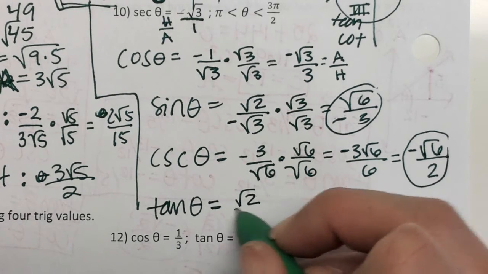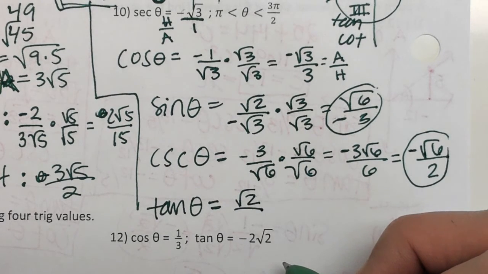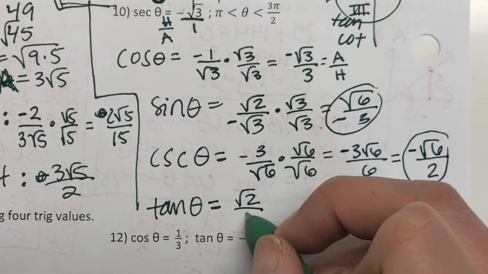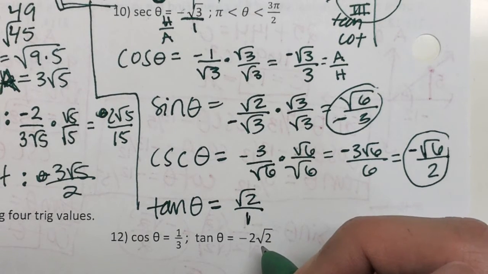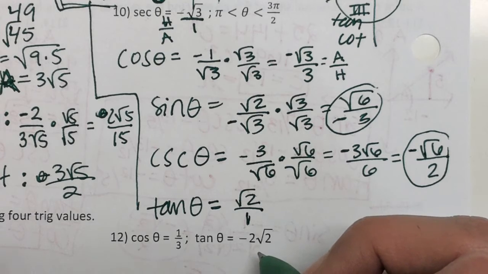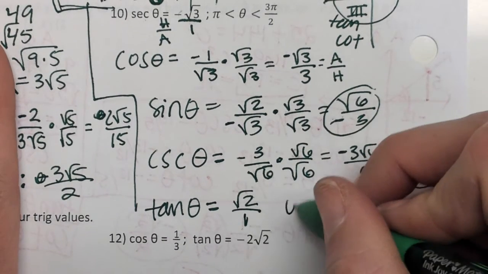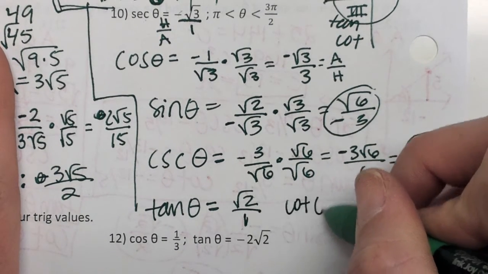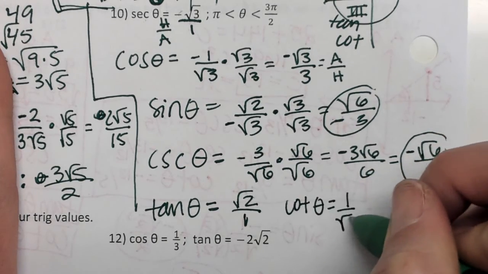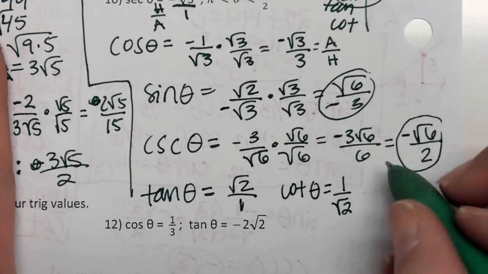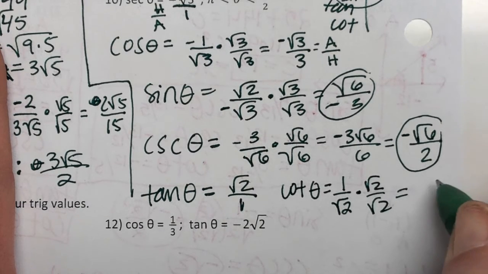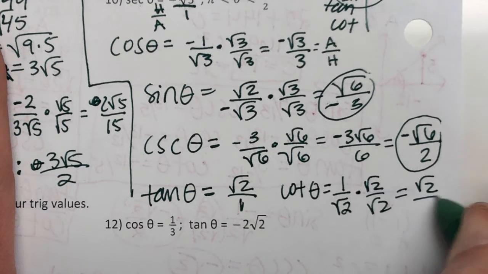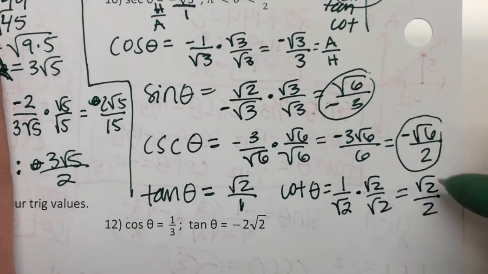Opposite, so square root of 2 over, what's my adjacent? 1. Good. So you really don't need to write the 1 on the bottom. And is this supposed to be positive or negative? Positive. Good. And then cotan is going to be the opposite, right? So 1 over root 2. I just need to multiply the top and bottom by what? Root 2. So on top I will get, and on bottom? Very good.